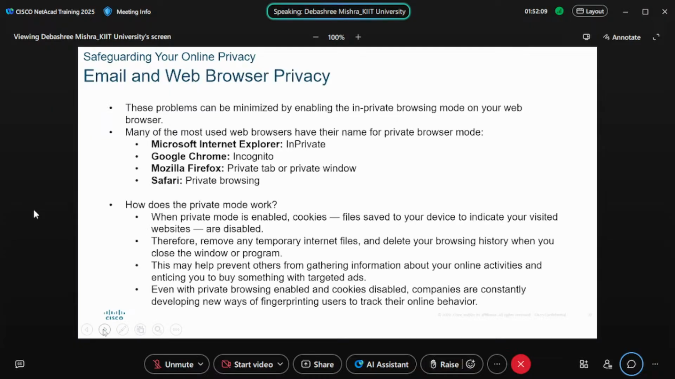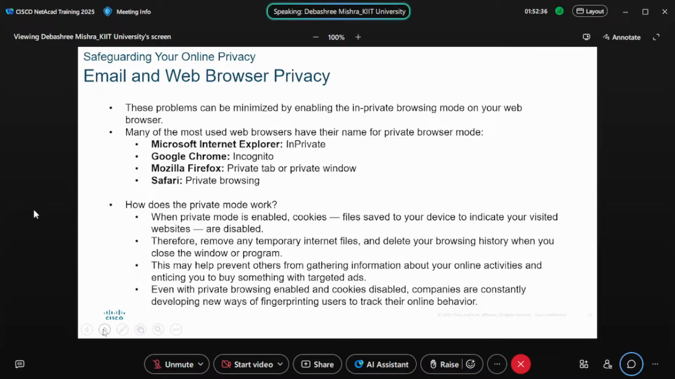Now, when you are talking about safeguarding your online privacy with regard to email or web browsing privacy, the problem can be minimized by using in-private mode browsing on your web browser, for example incognito mode or something like that. So what will happen?